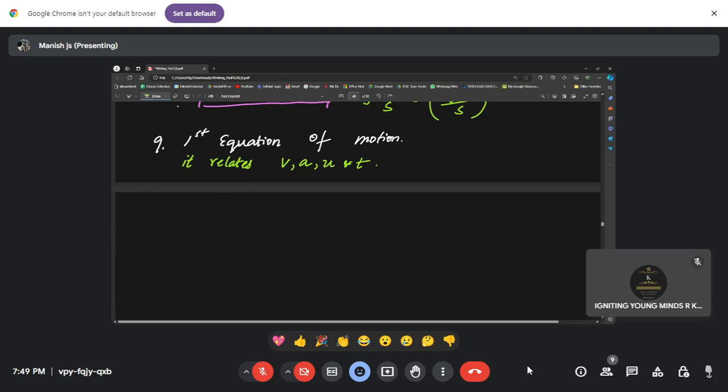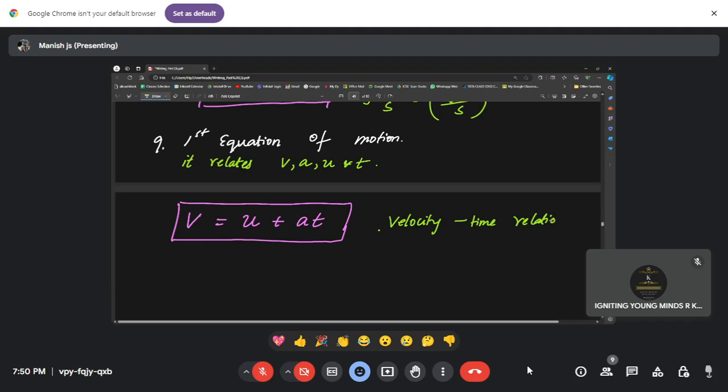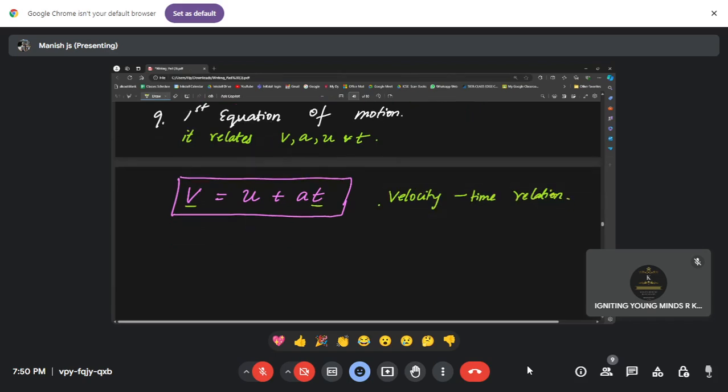Okay, so let's see what is the formula for the first equation of motion. V equals U plus at. That's the expression for the first equation of motion. So you can clearly see it's a velocity time relationship. In simple terms, you can say it's a velocity time relation. See, velocity and time, you have both of them. And then you have the second equation of motion. We'll see that as well.